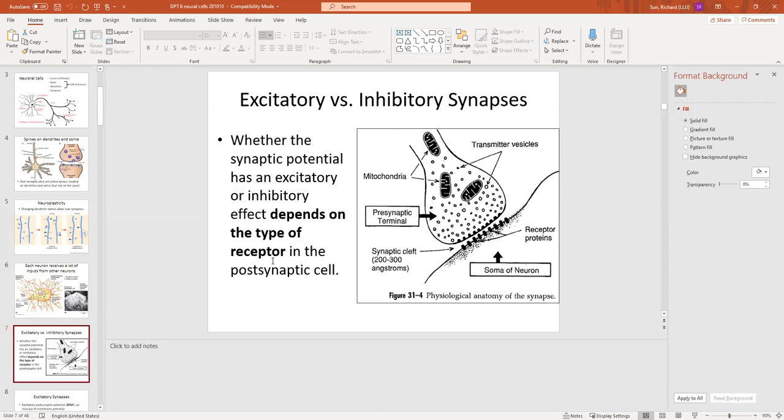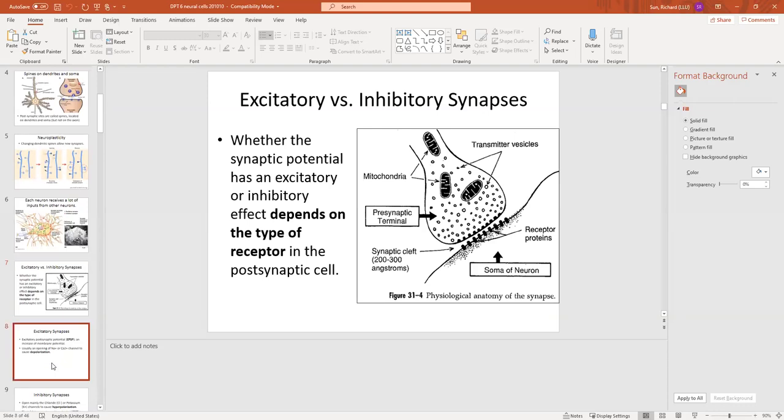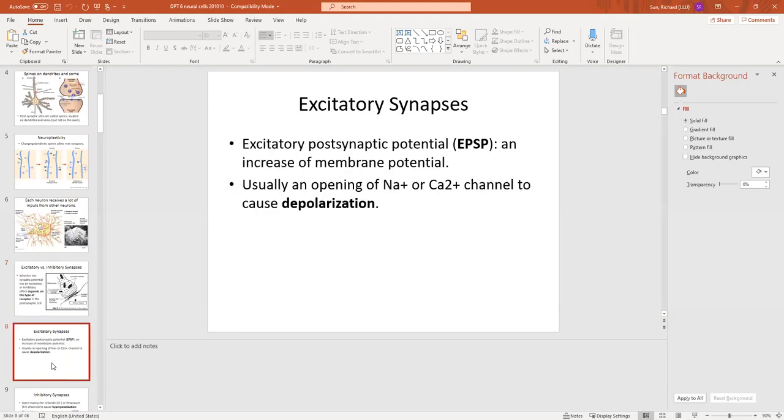It depends on the receptor. So what makes the receptor excitatory or inhibitory in its effects? The excitatory synapses are the receptors which cause an ion channel to open for the ion sodium, Na+, or Ca2+. So these are common ones.